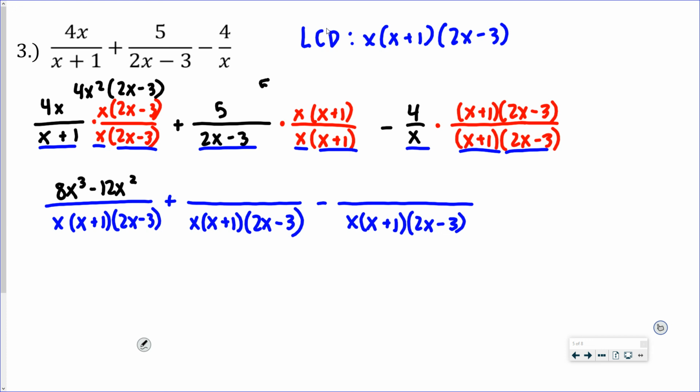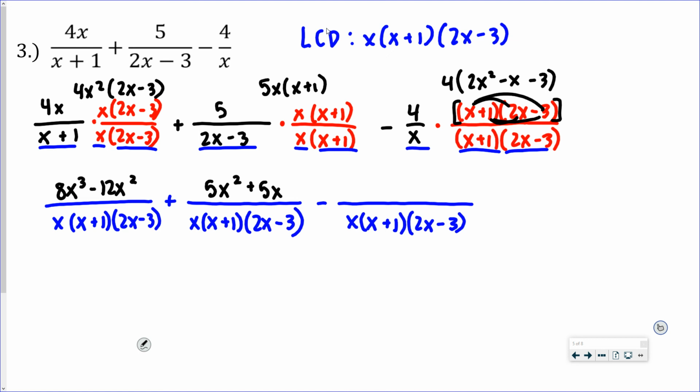Here I would do 5 times x plus 1. So second fraction, I'd get 5x squared plus 5x in the numerator. Good? All right, this one, I'd probably multiply these together first and then distribute the 4 through. Okay, so we got 2x squared minus 3x plus 2x is minus x minus 3. And then let's multiply the 4 through. So 8x squared minus 4x minus 12.